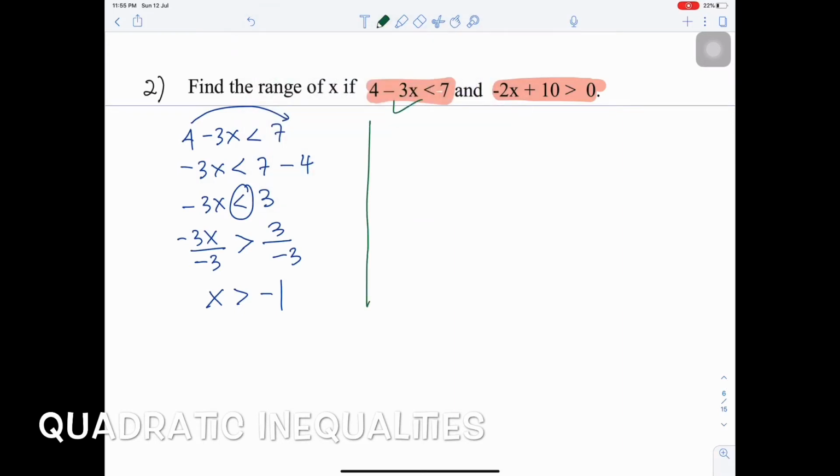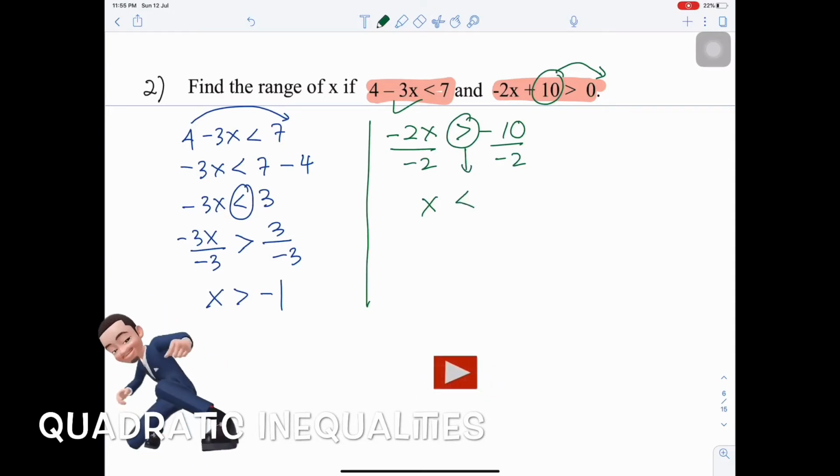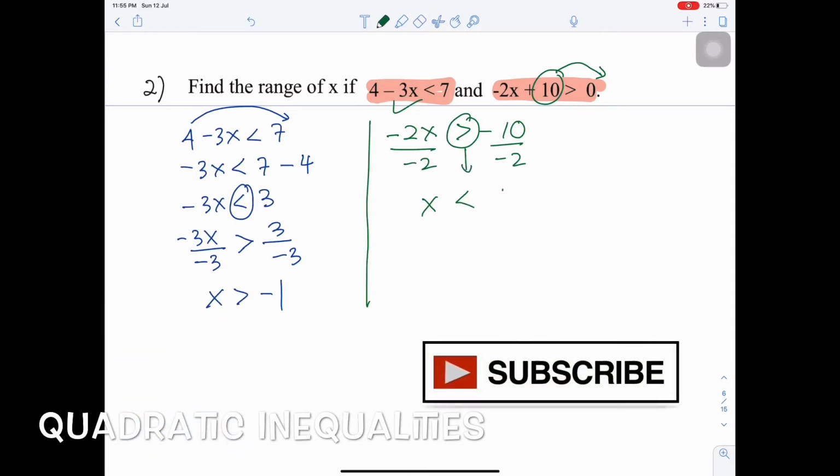Second inequality: negative 2x, bring to the right, greater than negative 10. Divide by negative 2 on both sides, so now it becomes x. The inequality also changes, so it becomes less than negative 10 divided by negative 2, which is 5.